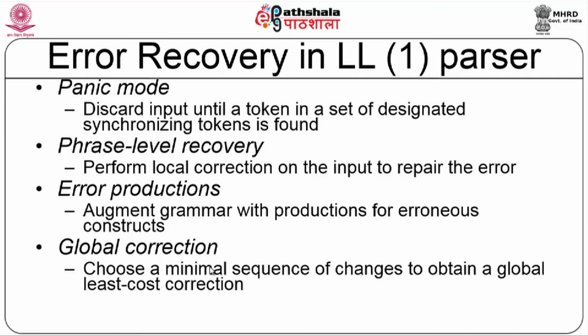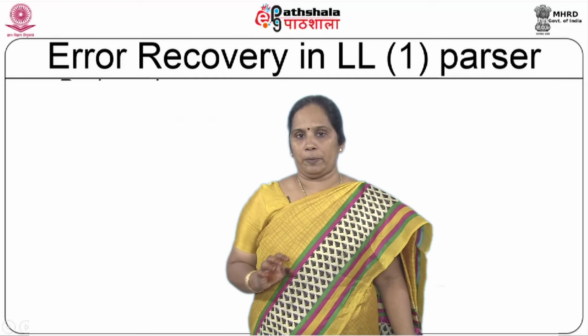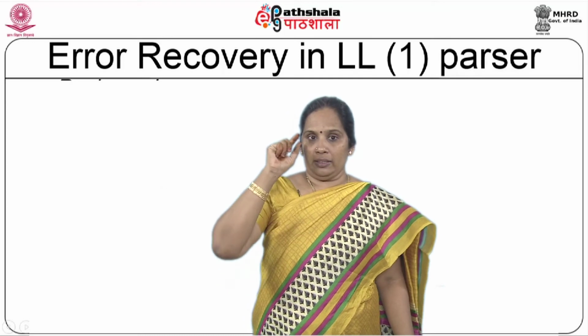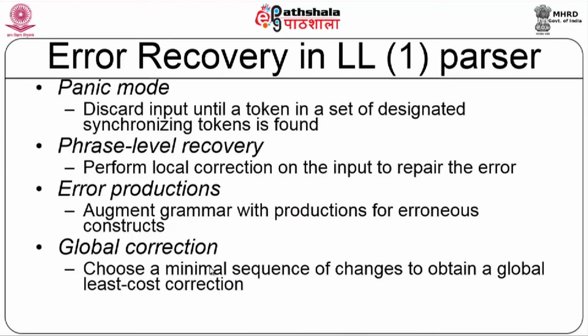Or I can also adopt a global way of error correction. That is, you choose a minimal sequence of changes to obtain a global least cost error correction. Again, this error recovery is done only with the idea that you can go to the next phase of the compiler. It is not going to correct your error and make your code free of errors. It is simply for the parser to go to the next phase. Other than that, this does not have any role at all. It simply recovers so that the compilation process does not halt.